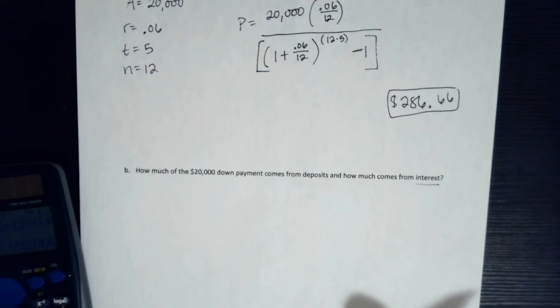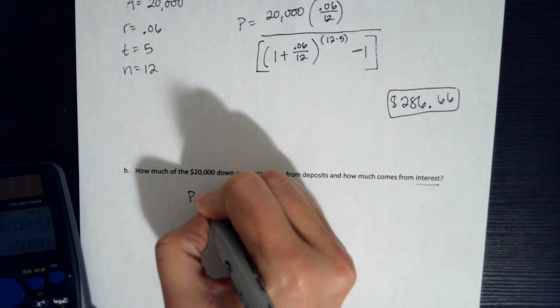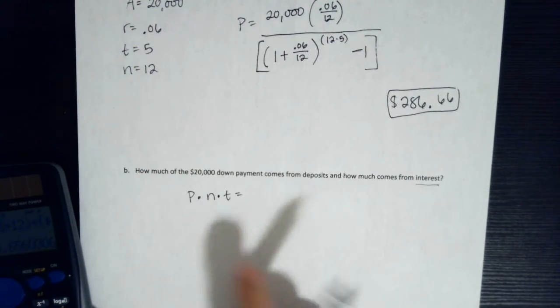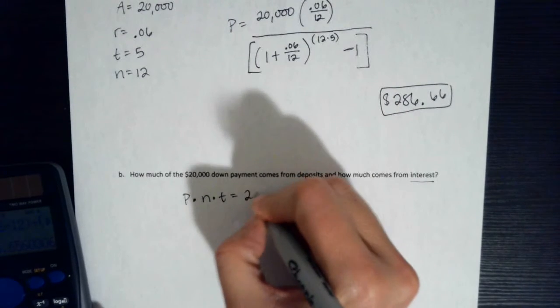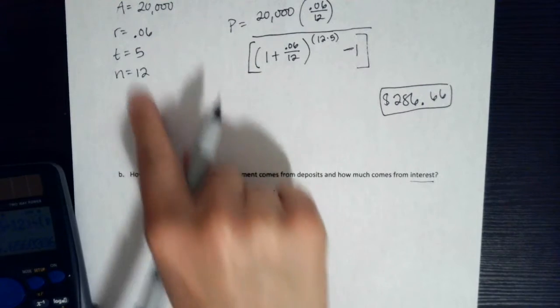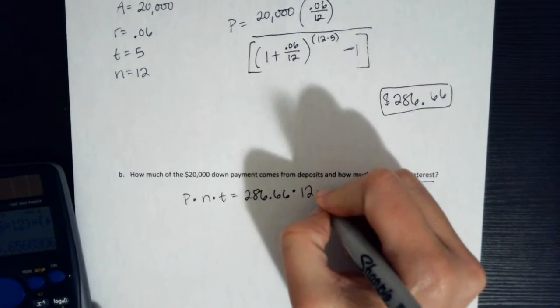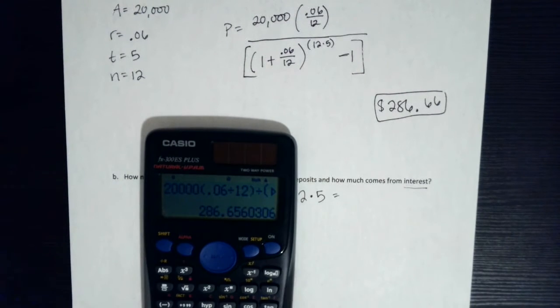So remember, to find the interest, you have to do your payments times however many you make them. So your payment times N times T is how much money you put into the bank account. So if you're going to deposit 286.66 times N, which was 12. We're going to do that 12 times a year times 5 for 5 years. I'm going to do times 12 times 5.